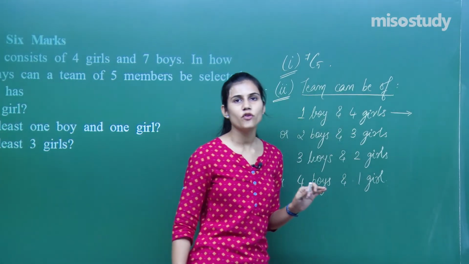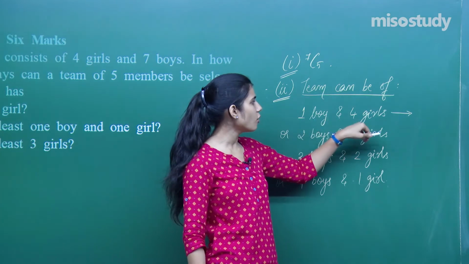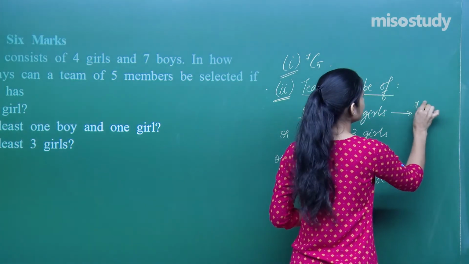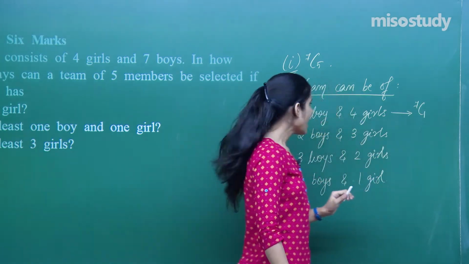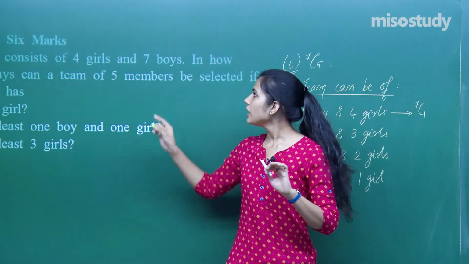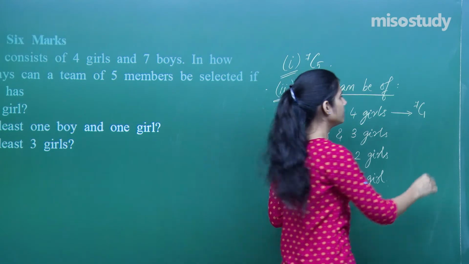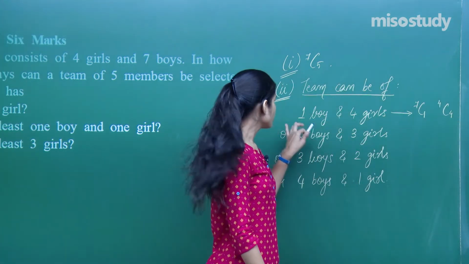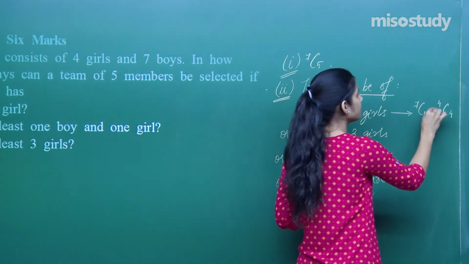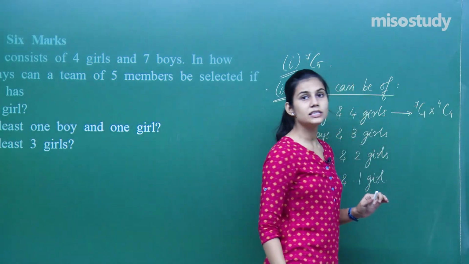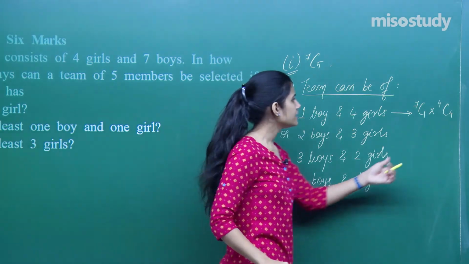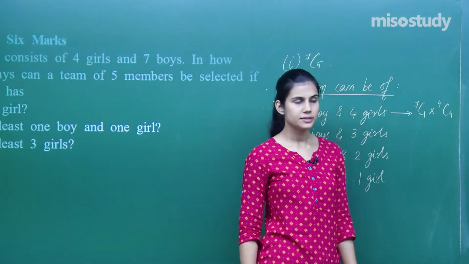In how many ways can you form a team of 5 people in which there is 1 boy and 4 girls? 1 boy out of 7 boys can be selected in 7C1 ways, and 4 girls out of available 4 girls, this can be done in 4C4 ways. So 1 boy and 4 girls can be selected in these many ways. That means the first job can be done in 7C1 into 4C4 ways.